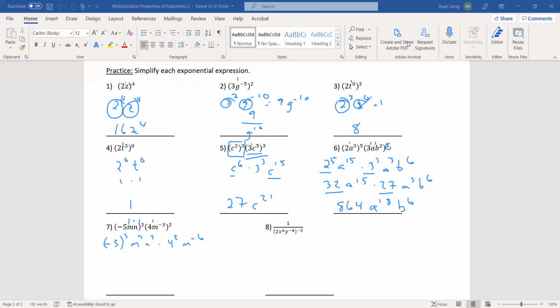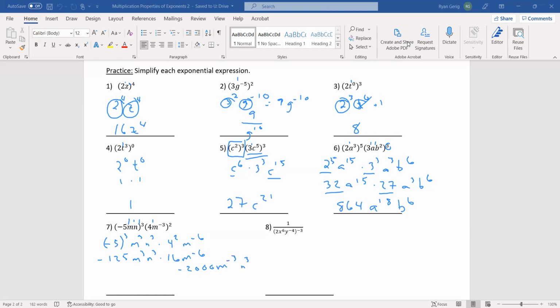All right, -5 to the third power is -5 times -5, which is 25, times -5, which is -125. And then m to the third, n to the third. I'm not changing anything yet. 4 squared is 16, m to the -6th. So -125 times 16 is -2000. So -2000. M's I can put together to make m to the -3rd, right? 3 and -6 makes -3.